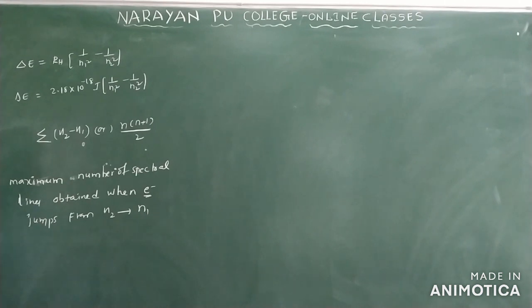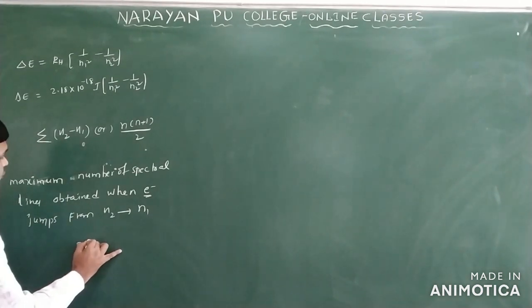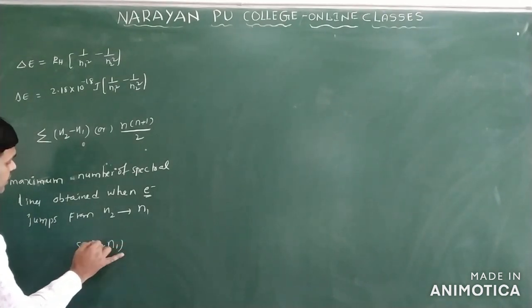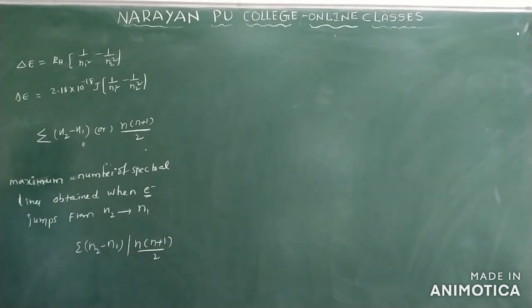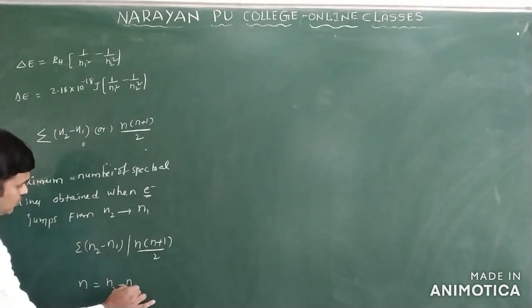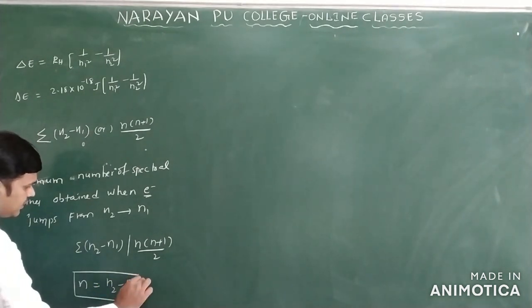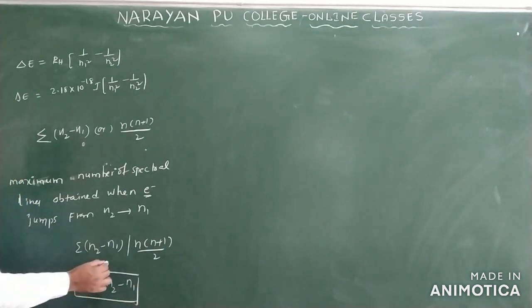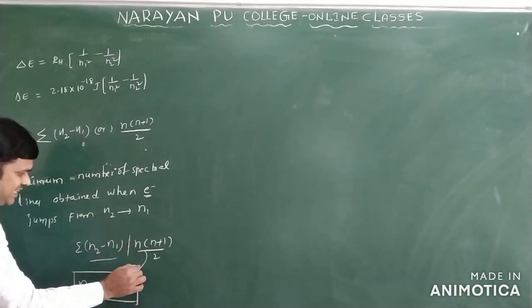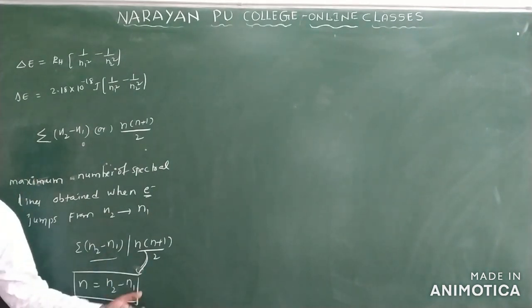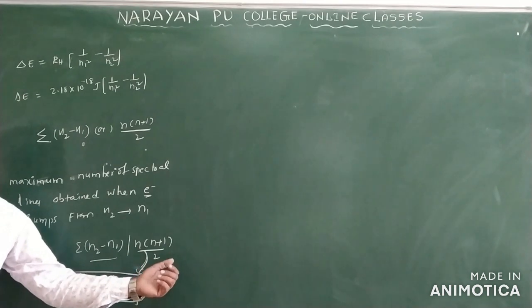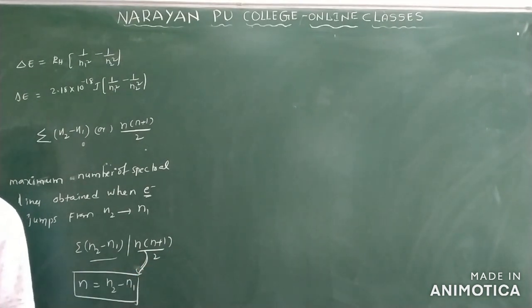Okay, then what is the formula we get here? I wrote two formulas here: sigma of delta N, or N into delta N plus 1 by 2. Here, how can you find N? Delta N is equal to N2 minus N1 only. Suppose you are taking this case, how can you find the N value here? N is equal to N2 minus N1, you will get the N value. Then you can use the formula N into N plus 1 by 2, you will get the maximum number of spectral lines obtained.